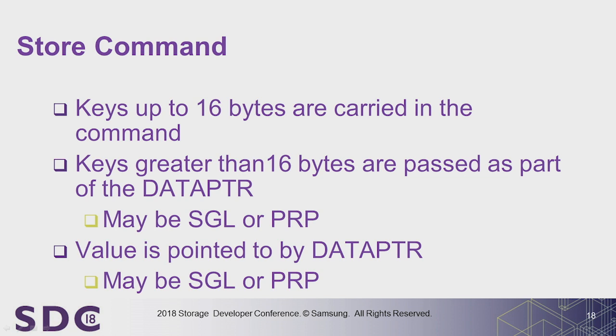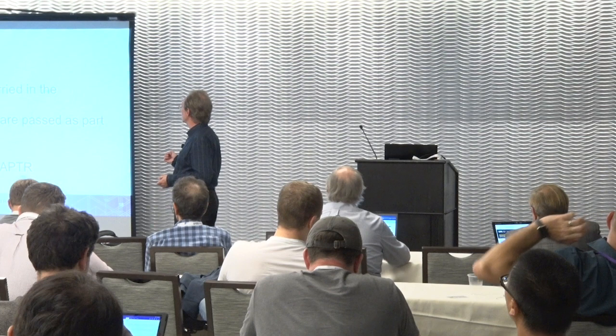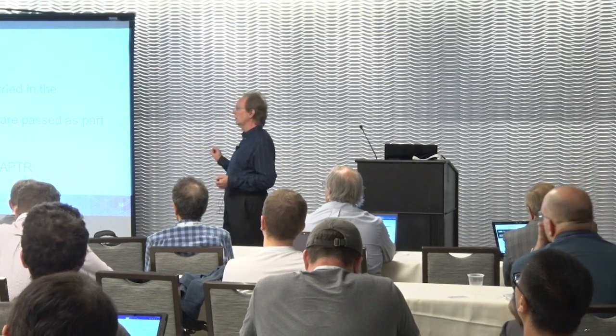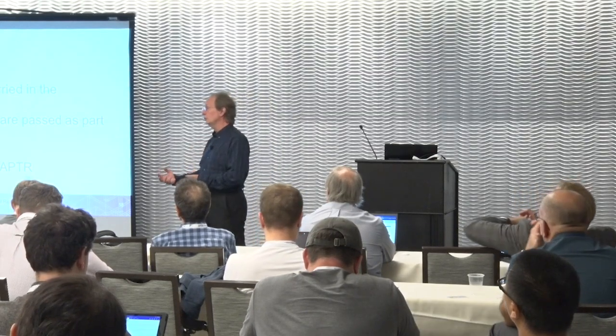So the store command. One of the unique things about key value storage as compared to block storage is we have defined keys, and right now our view for phase one of this development is that the keys can be up to 32 bytes long. Well, that's too much to fit into the current NVMe command structure. So what we have done in our description of it currently is keys greater than 16 bytes are passed as part of the data pointer, and they may be SGL or PRP. Now, PRP cannot be transmitted across FCOE. So if you want to do this across a fabric, you will need to do this as an SGL formatted version.